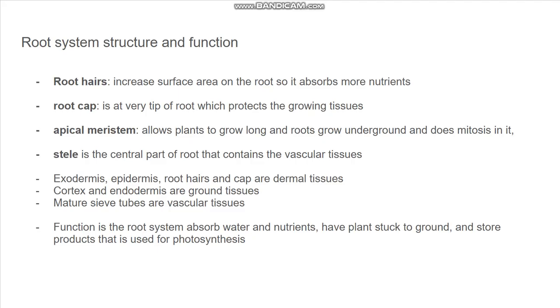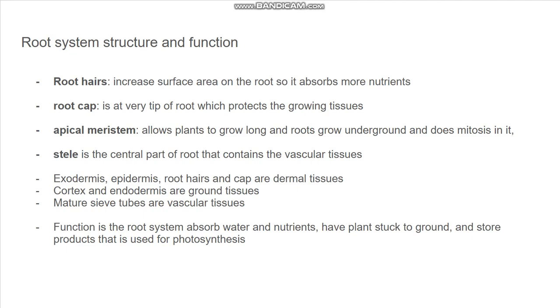So the apical meristem allows plants to grow tall and the root to grow underground, and it does mitosis in it. And then the stele is just the central part of the root that contains vascular tissues.